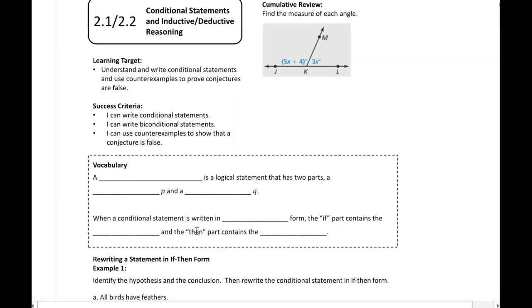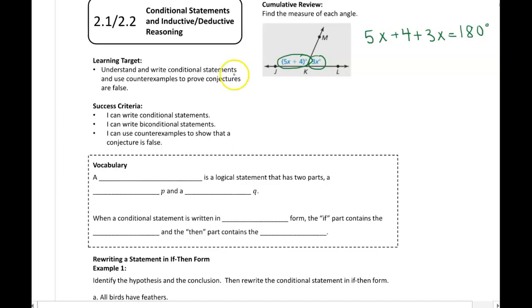Okay, so let's go ahead and skip the cumulative review, just because this is a little bit longer of a section, and I don't want to take time to do that. But if you were going to, hopefully we'd know that these two are along a straight angle. So to set it up, you would just say 5x plus 4 plus 3x has to equal 180. Okay, then you solve for x and then plug it in to get the angle measures. Okay, so to the new content.